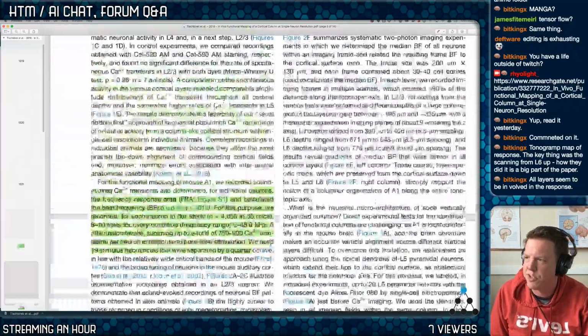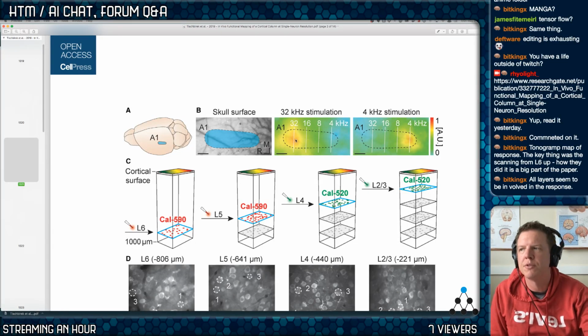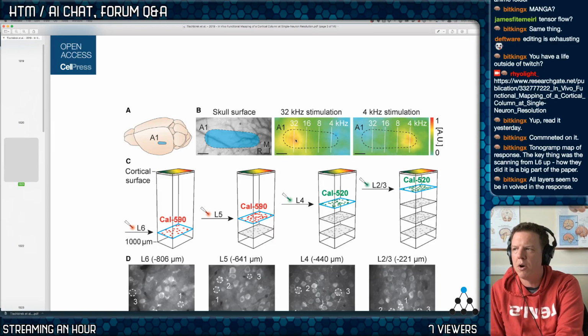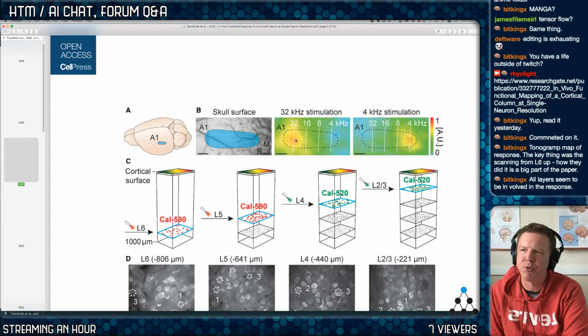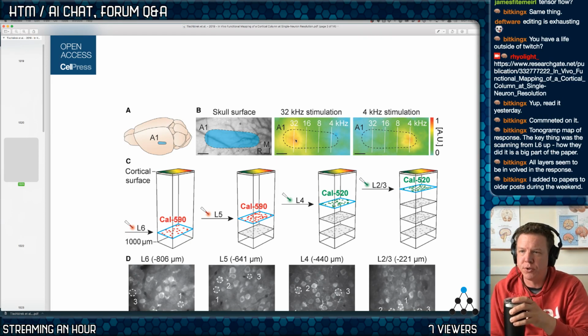This is super interesting, like this part here, 32 kilohertz versus 4 hertz stimulation. Activity moves from one part of A1 to another part of A1. So that's interesting, right? Not sure what to say about it, but I would expect those tones to be represented differently.